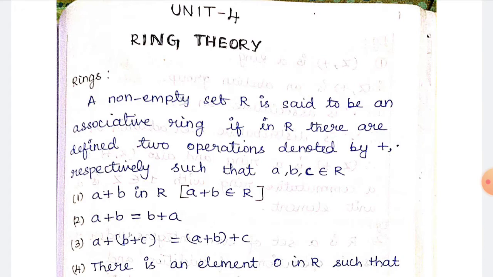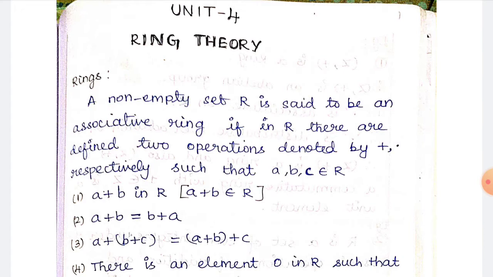A non-empty set R is said to be an associative ring if in R there are two operations denoted by plus, dot, that means addition and multiplication respectively, such that a, b, c belong to R. So here we are denoting two operators. In a group, there is a single operator, addition or multiplication. But in ring theory, we have to specify two operators, plus as well as dot.